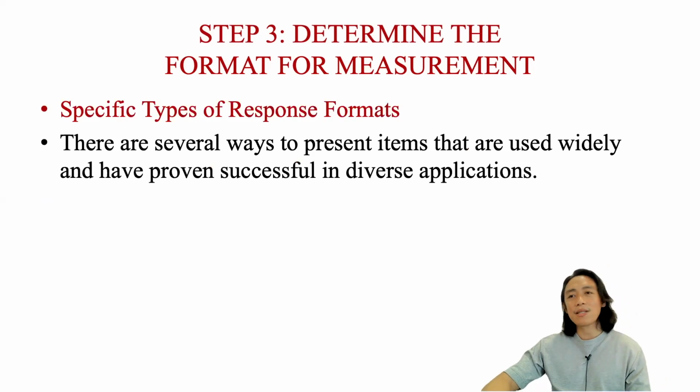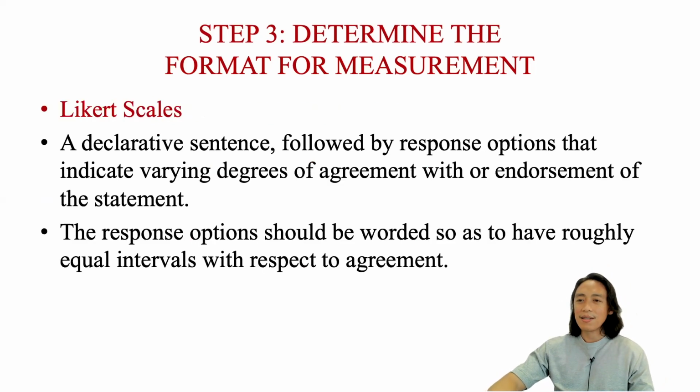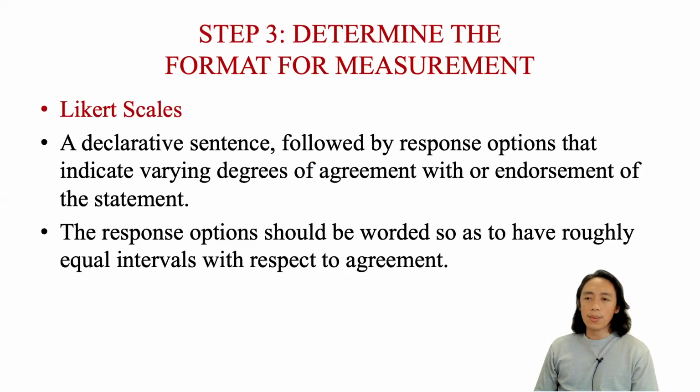So what are specific types of response set? The first one is the ever popular Likert scales. Likert scales are basically a set of declarative statements followed by response options that indicate varying degrees of agreement with or endorsement of that particular statement. The response options should be worded so as to have roughly equal intervals with respect to agreement. So take note of that phrasing, roughly equal intervals.